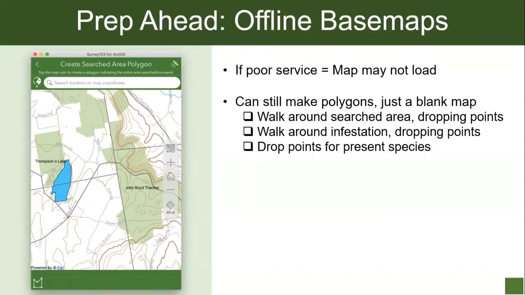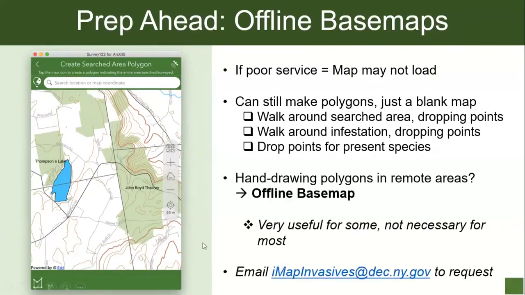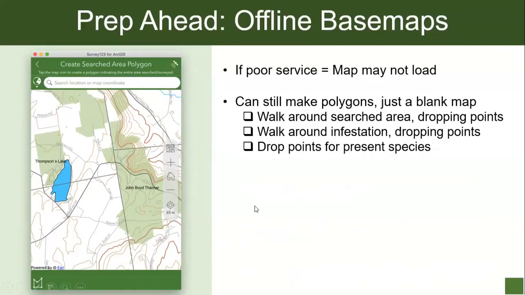One thing to also consider is that if you have poor service out in the field, the map that you see when you're testing in your office might not load properly. You will still be able to make polygons and use the Survey123 tool, but you would just be looking at a blank map. So if that's what you're doing, we would suggest either walking around the searched area and dropping points as you go. There's an option to just use your geographic location to drop a point. And we would also suggest that you do that for the infestation or the invasive species presences as well as the searched area.